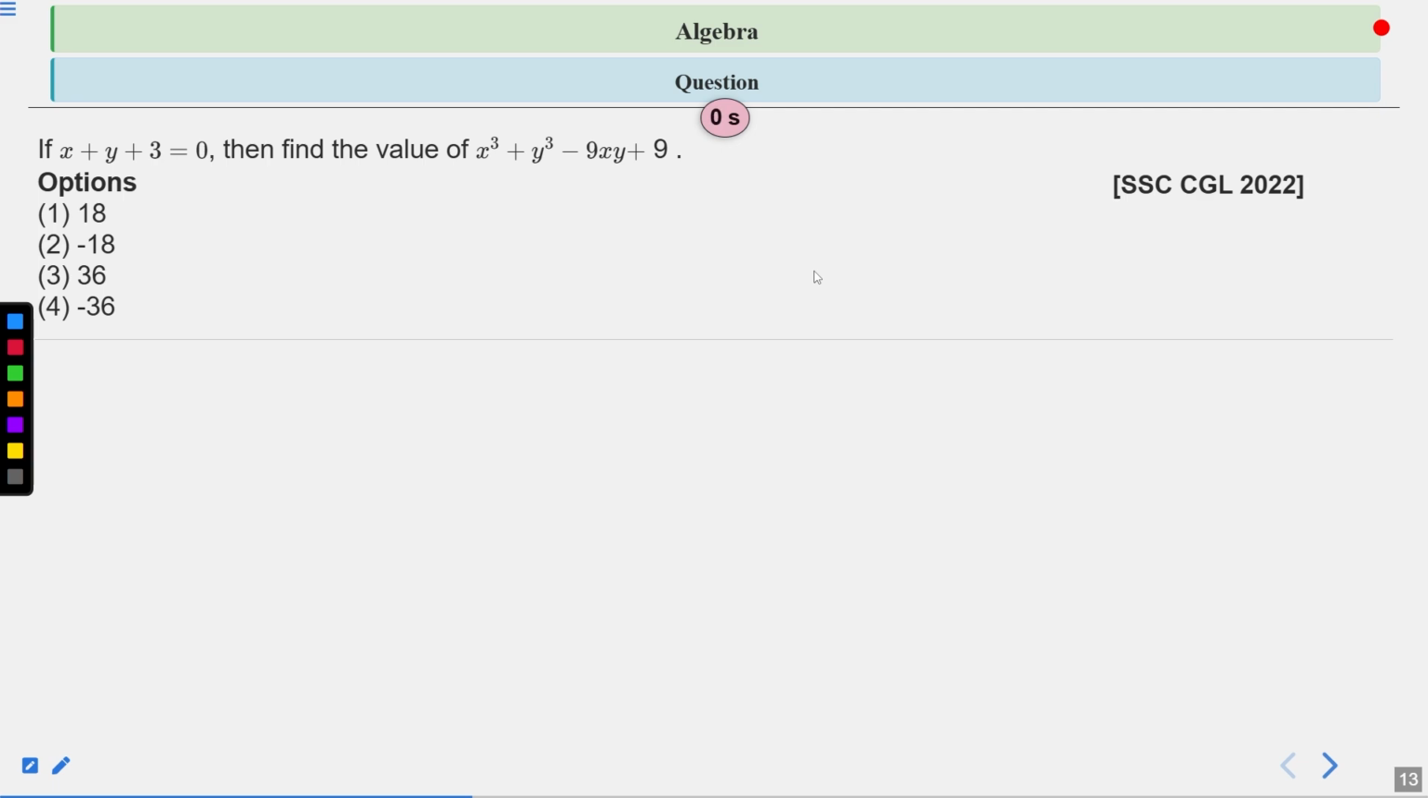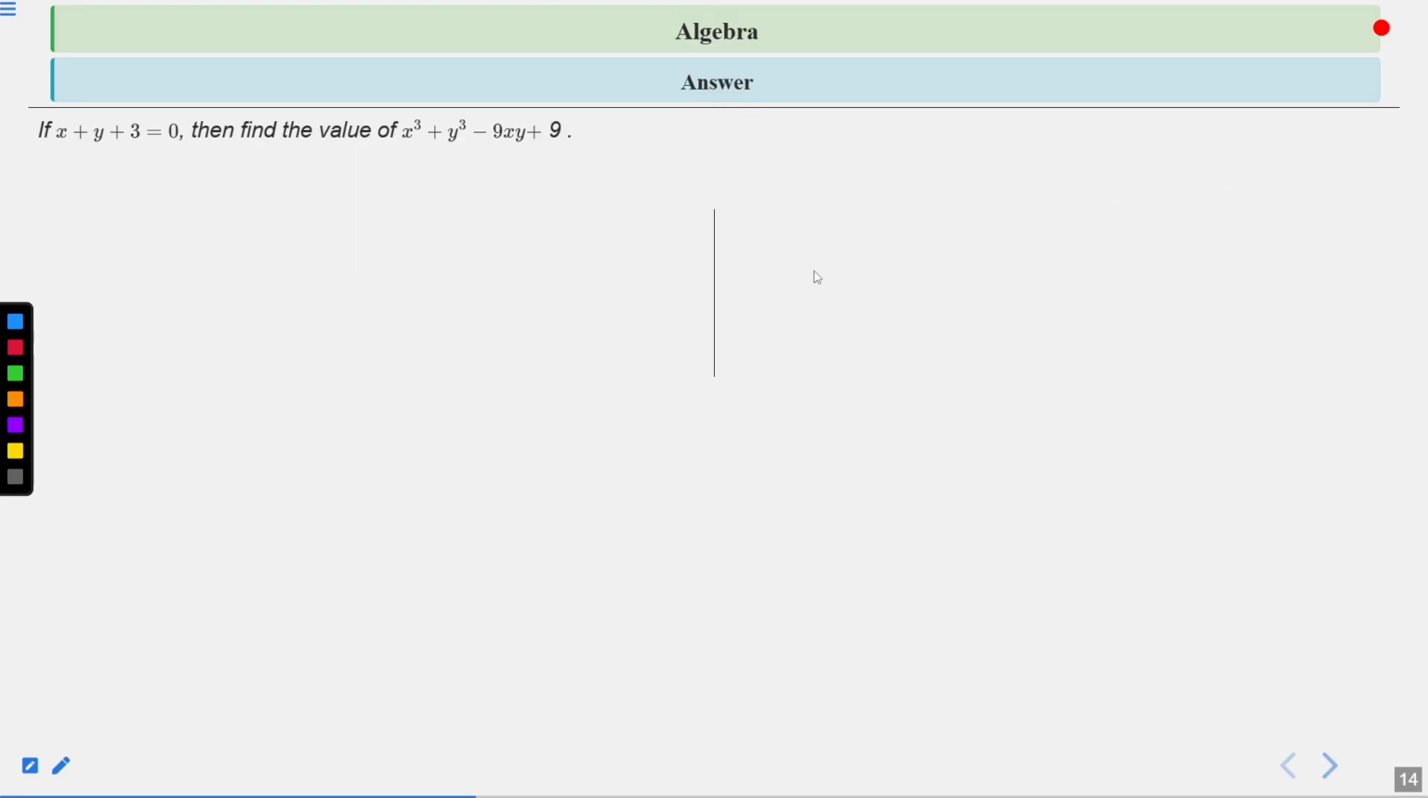Now time's up. Let's see the solution of this question. The question says that if x plus y plus 3 equals 0, then we need to calculate the value of x cube plus y cube minus 9xy plus 9. So we can simplify it, and the correct answer of this question is the second one, which is minus 18. Now see the detailed solution of this question using concept 19.1.12.